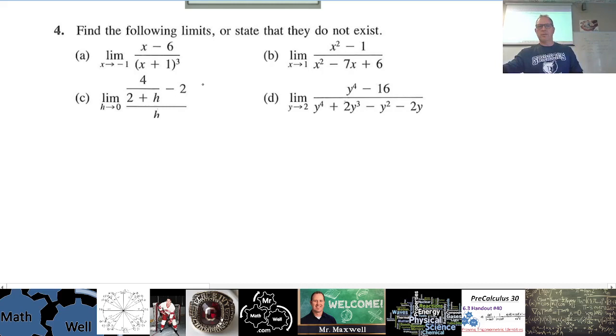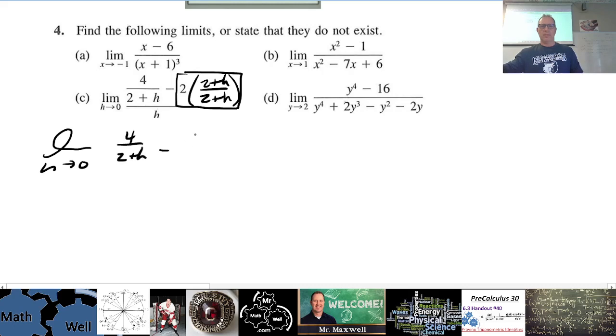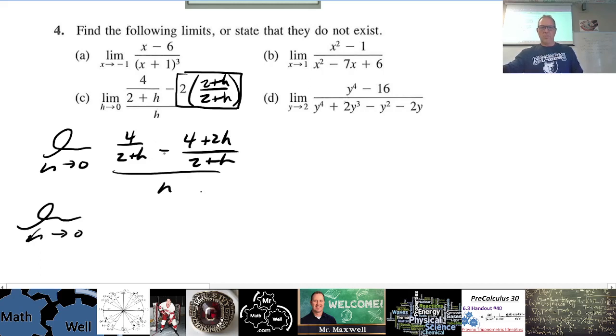It's a good idea to actually simplify the top here by getting a common denominator. So I don't know if you guys did this, but 2 plus h over 2 plus h, if you multiply just this even by that. So you'd have the limit as h approaches 0 of 4 over 2 plus h minus 4 plus 2h over 2 plus h, right? If you just change that, all over h. Now this is 4 minus 2h, so it's negative 2h over 2 plus h, all over h.